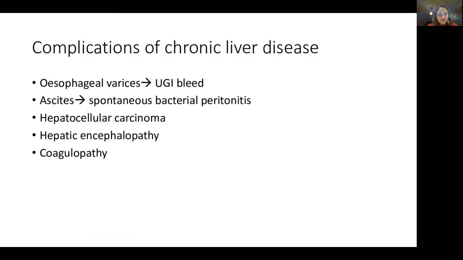Other complications of liver disease would be esophageal varices, which can cause an upper GI bleed, ascites, which can cause spontaneous bacterial peritonitis, which is a very bad infection, difficult to treat. Hepatocellular carcinoma can be a complication. Encephalopathy we've discussed, and coagulopathy. So the liver synthesizes many of the clotting factors. So when you have liver disease, sometimes you can get coagulopathy, impaired clotting. Patients are more prone to bleeding, and this can be a serious complication as well.